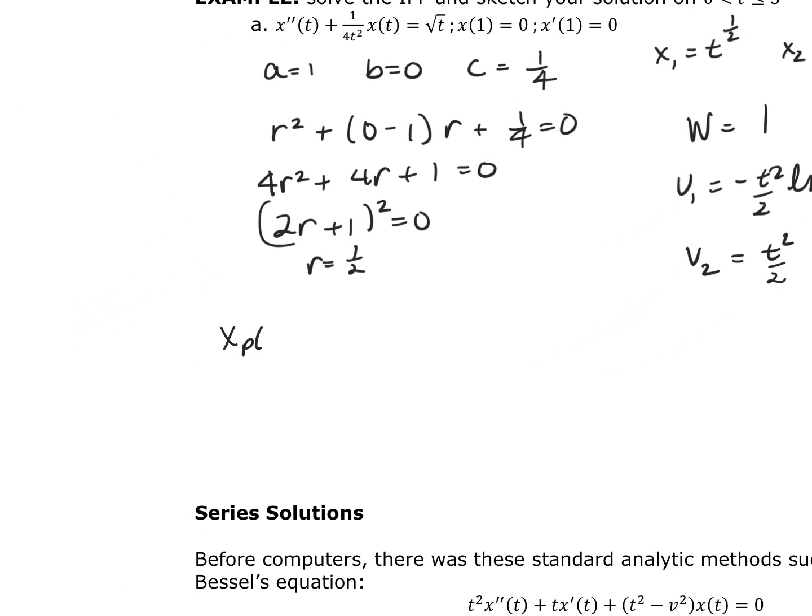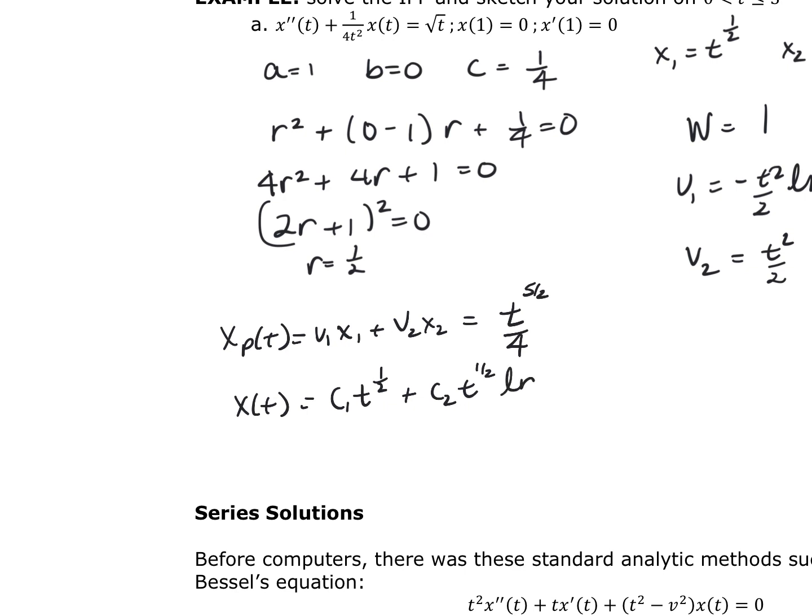That means x sub p is going to be equal to v1 x1 plus v2 x2, which when I get totally done is just going to be t raised to the 5/2 divided by 4. So that's kind of nice. Then my x of t is going to be equal to c sub 1 t raised to the 1/2 plus c sub 2 t raised to the 1/2 natural log of t plus t raised to the 5/2 divided by 4.